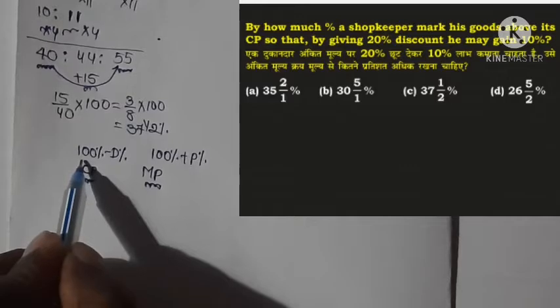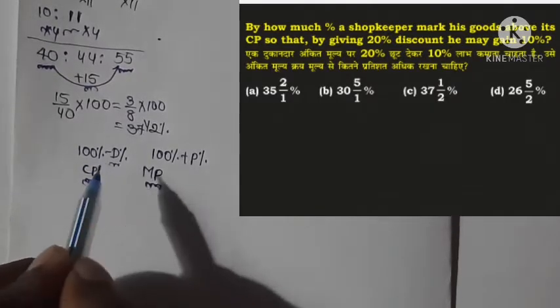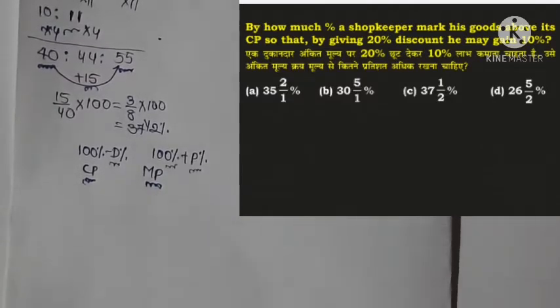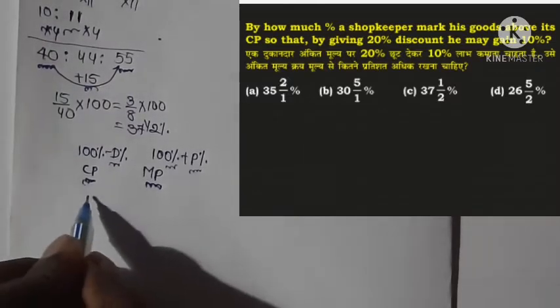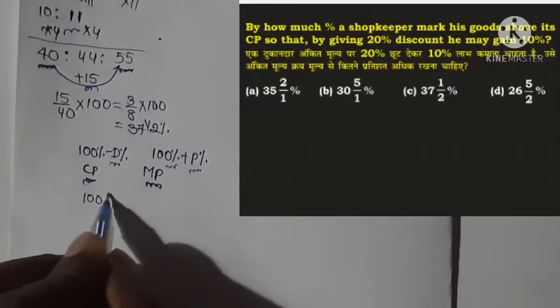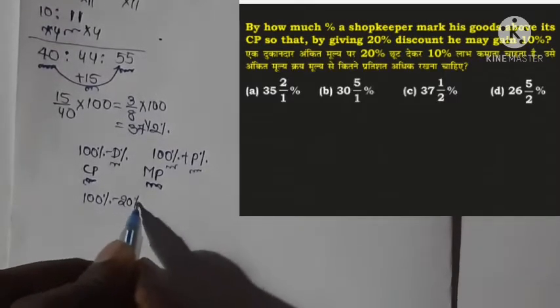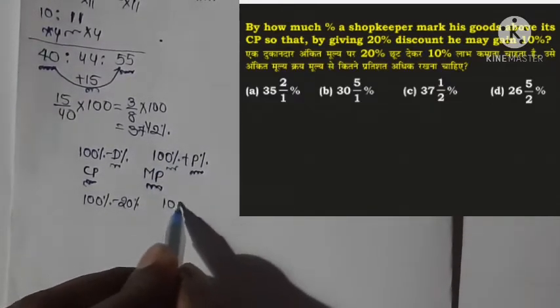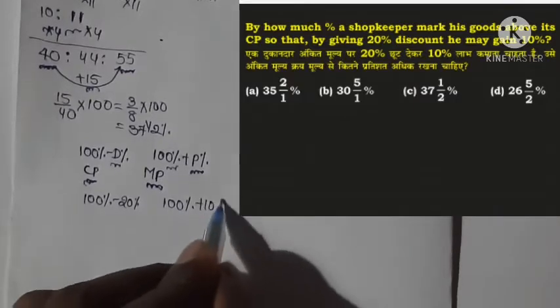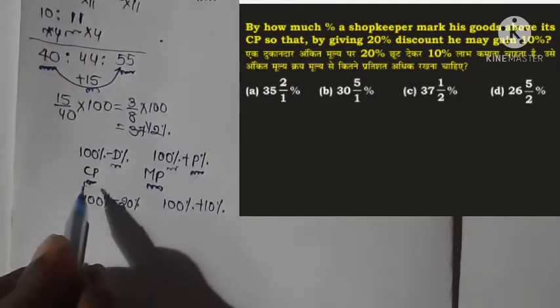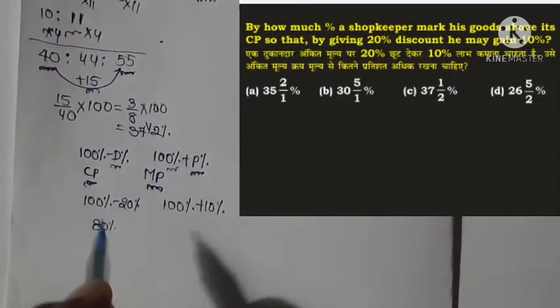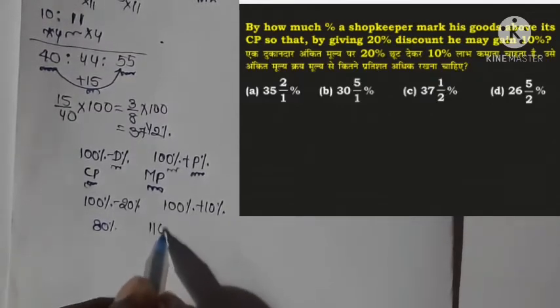So there is a relationship between cost price and market price. The cost price is 100% minus discount percentage. The market price is 100% plus profit percentage. See, the discount is 20%, so 100% minus 20%. Here the profit is 10%, so 100% plus 10%. The cost price is 80%. The market price is 110%.